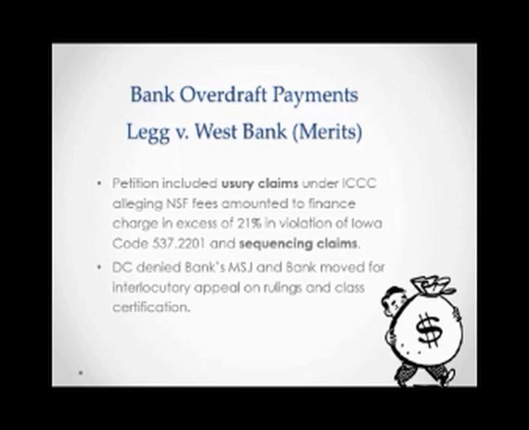The petition had a variety of different types of claims. First of all, they claimed usury under the Iowa Consumer Credit Code because the NSF fees amounted to a finance charge in excess of 21% in violation of Section 537.2201. Kind of an interesting point, during the pendency of this case, the Iowa legislature actually acted and specifically took out of the definition of finance charge these NSF fees. So that became a moot issue, but that was at least raised in the petition.